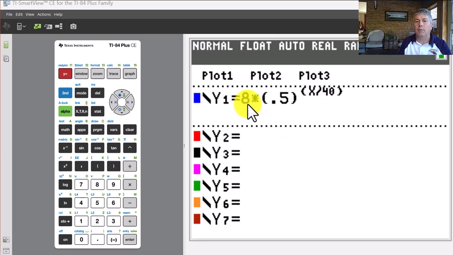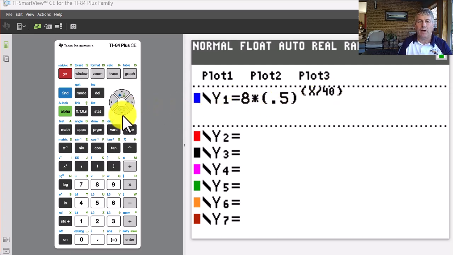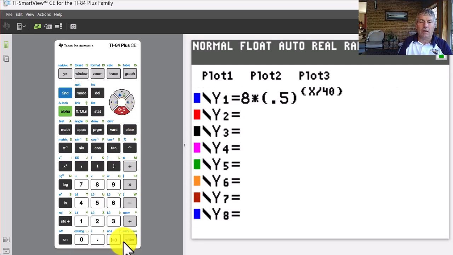So I've taken the liberty to put in 8 times 1/2 raised to the x over 40, and notice my liberal use of parentheses here to make sure I have my order of operations correct. That is one of my equations, and the other equation is Y equals 1. And I want to graph these guys simultaneously.